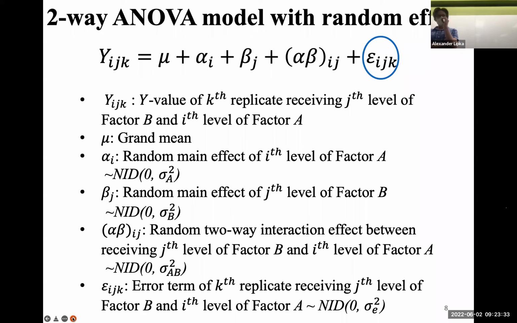So what happens now is that the parameters you're estimating are your grand mean mu, your variance sigma squared A, your variance sigma squared B, your variance sigma squared AB, and your error variance sigma squared E. So that is in detail how your two-way ANOVA model differs between fixed effects and random effects.